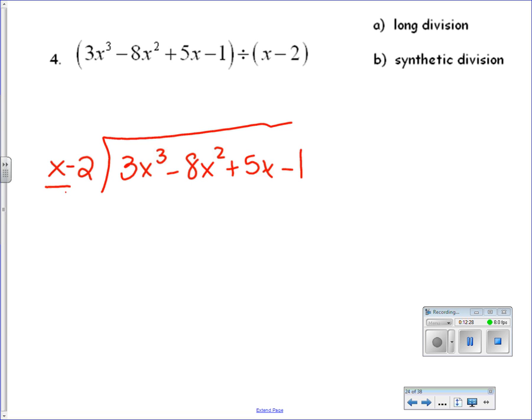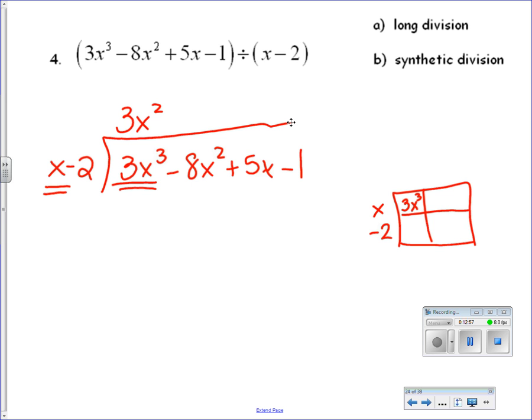So we're looking at the x. We're thinking, okay, what can I multiply x by to make a 3x cubed? Or it's kind of like thinking about a box. Remember how in the box this is x minus 2, and in the box is 3x cubed, and you say, okay, what would I put up here that would make 3x cubed, which would be 3x squared? That's what I'm talking about with this box method, that there's a video that Mr. Tesh found that was actually kind of cool.